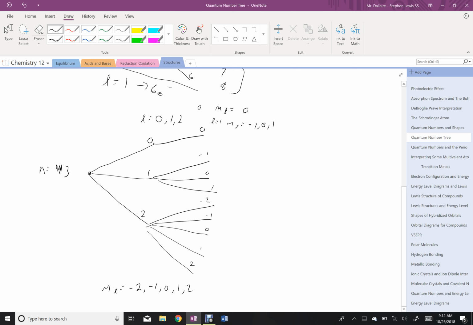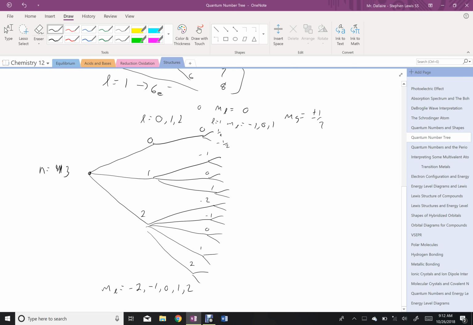And then finally, for my MS level, I just split all of these into their plus and minus 1/2s. I'm just not going to bother writing it all out. It's already getting messy enough.